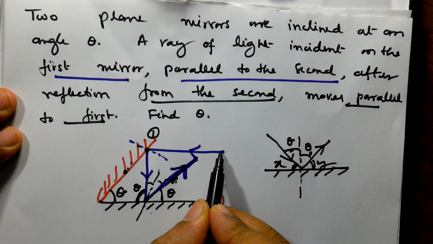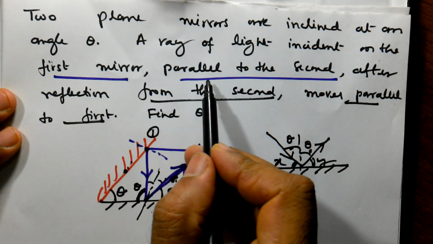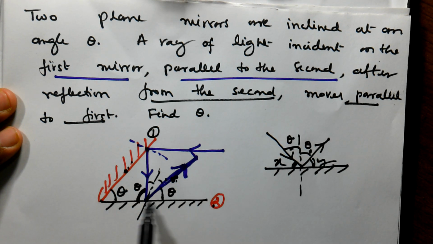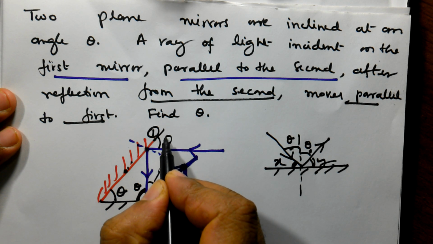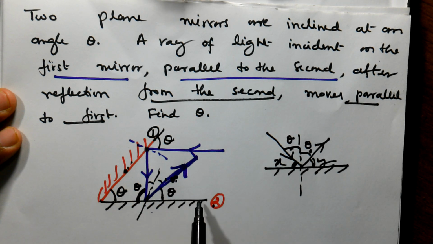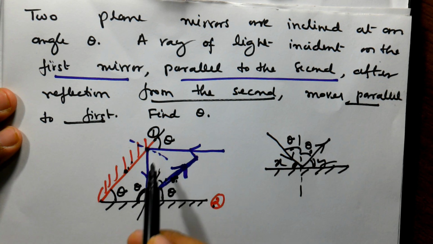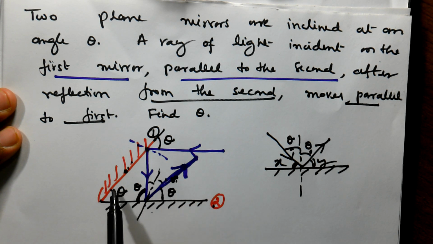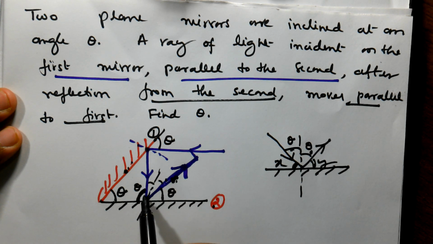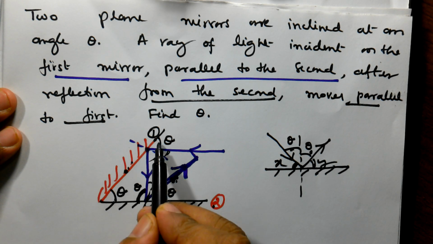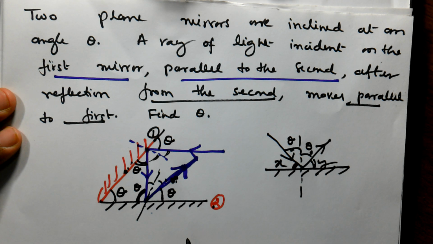Now you see the first ray of light, incident here. This ray is incident on the first mirror, parallel to the second. So this and this are parallel. This is theta, this is also theta. Correct? So the first ray is incident on the first mirror but parallel to the second, so this angle should be theta. For this one, here is angle of incidence and reflection, but the glancing angle is theta. Right? Hope you have followed this.